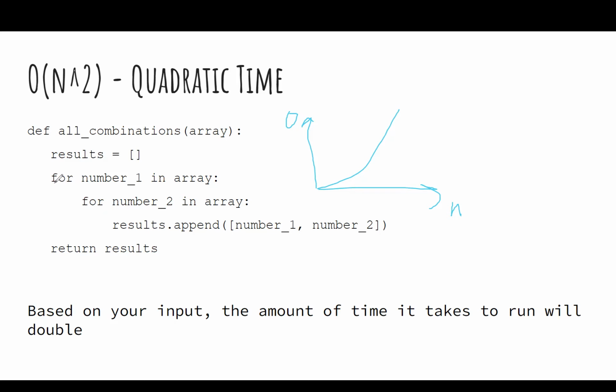And so on. So this one, as you can see, scales up a lot faster than the linear example that we saw on the previous slide. So again, based on your input, the amount of time that it takes to run will basically square based off the size of the input.